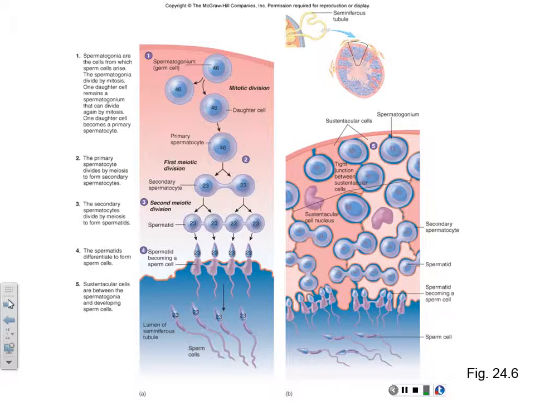Then the spermatid will go through spermiogenesis and differentiate into a sperm cell. All right. And then the sustentacular cells are between all these developing cells. You see, this is a huge sustentacular cell, with a big nucleus. And you see these tight junctions between the developing sperm cells. They form the blood-testis barrier.